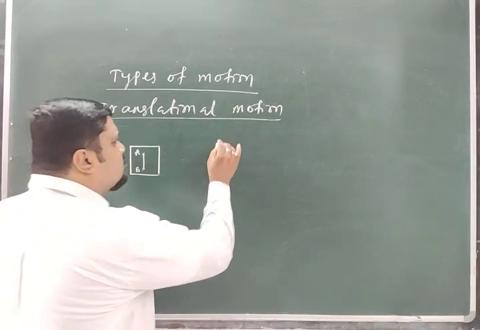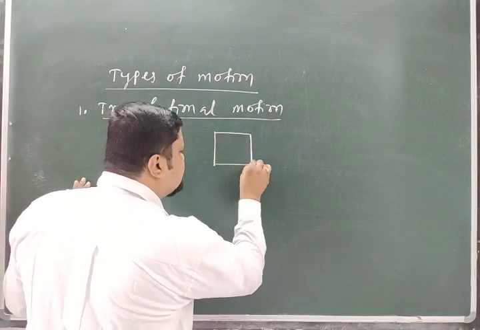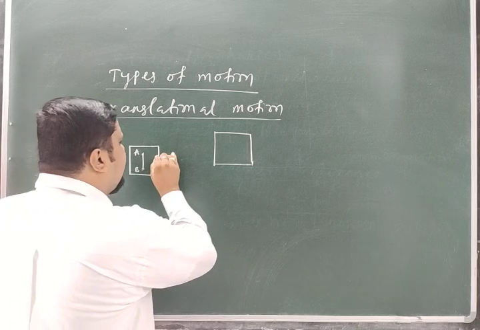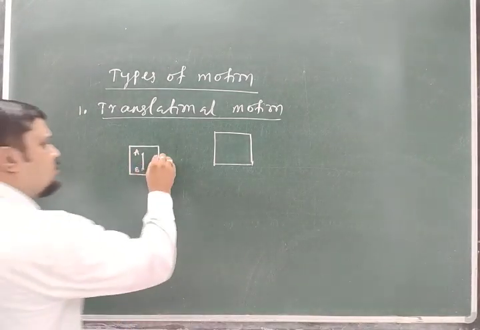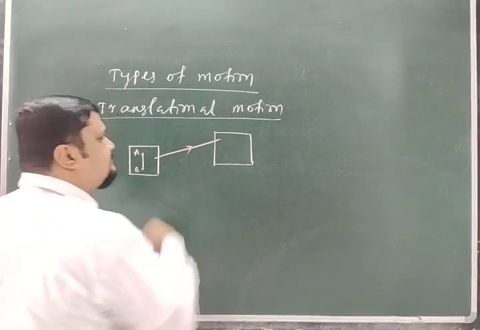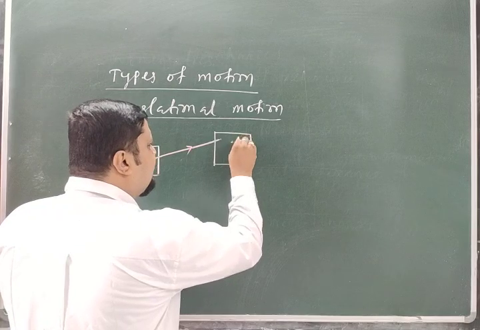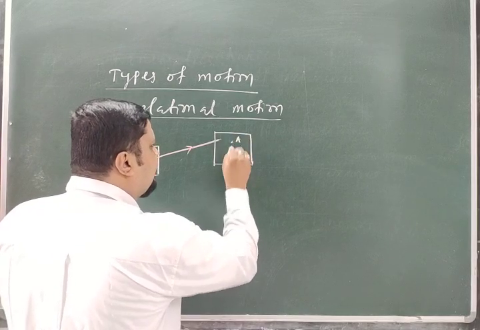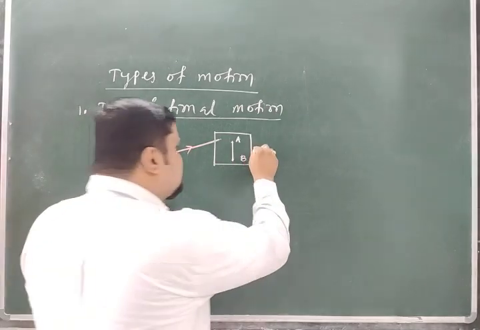Now let the body go to this position. The same body goes to this position, along this path. Clear? Now what about this A and B? They remain here, this line A and B. Now these are parallel.